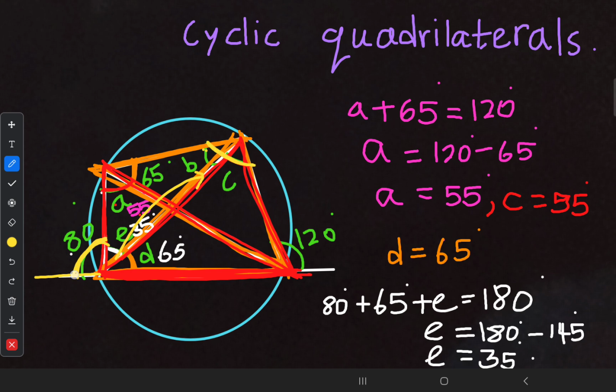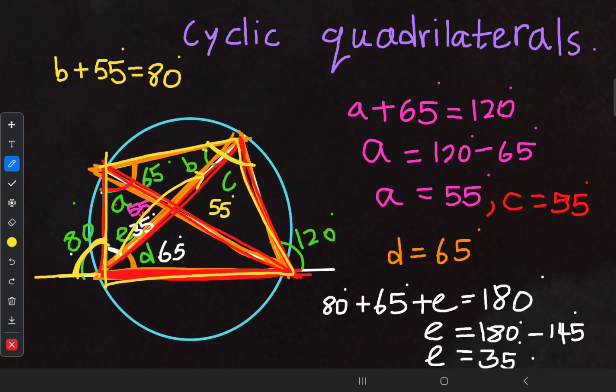If it is 80, here B plus C should be 80. We already found our C as 55. So B plus 55 should equal 80 degrees. I'll repeat once more. This is an exterior angle, and it should equal the interior opposite angles, that is B plus C. We found C as 55, that's why I substituted C as 55. So B should be 80 minus 55, which gives you B as 25 degrees.